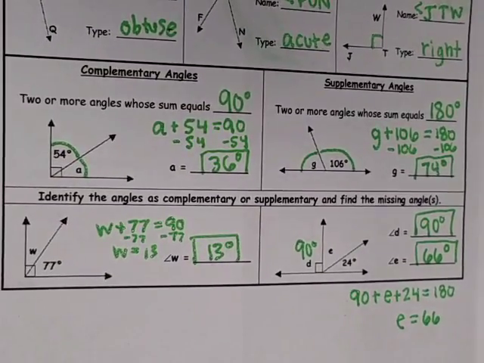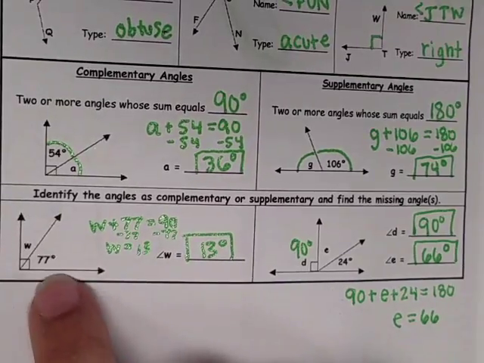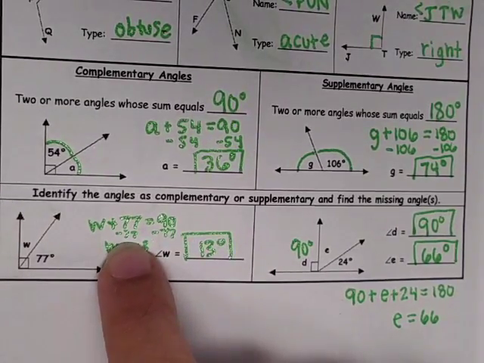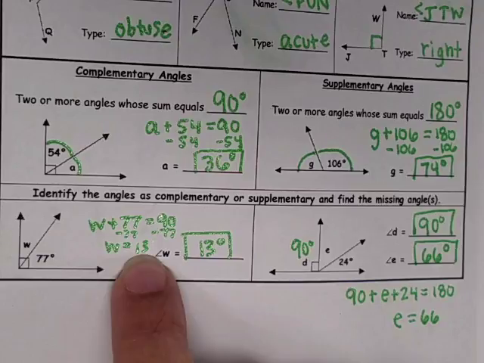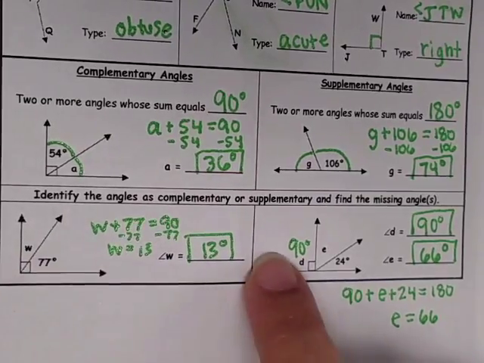So over on the left side, I added W plus 77 and got 90. I subtracted 77 from both sides and got a difference of 13. So W is 13 degrees.